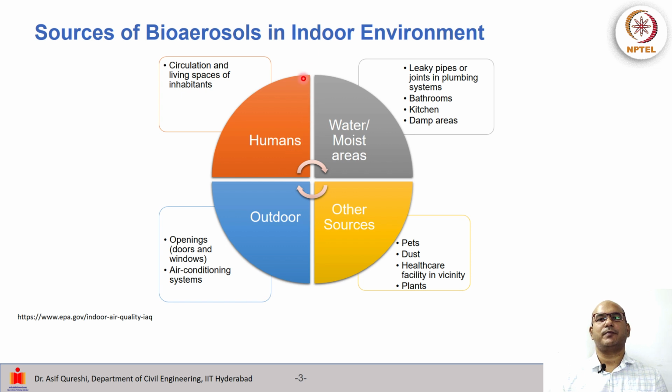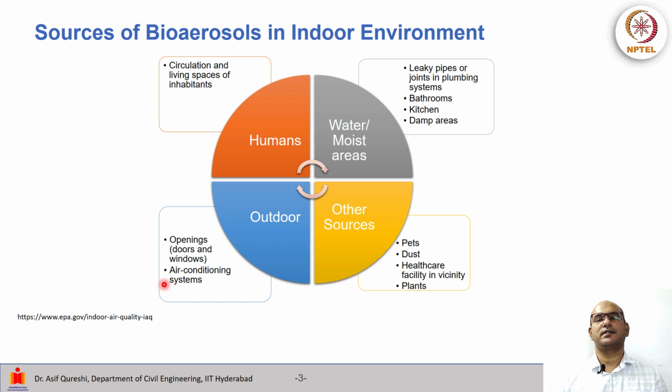So what are the sources of the bioaerosols in the indoor environment? The first, of course, is humans. So we are always there moving around or emitting some bioaerosols. So the bioaerosols will be there in the circulation and in the living spaces of the inhabitants. Then bioaerosols may also be outdoors, and then from outdoors they can come inside through openings which exist in doors and windows. So as soon as we open a door or a window, when the air is coming in, together with the air we will have bioaerosols coming in.